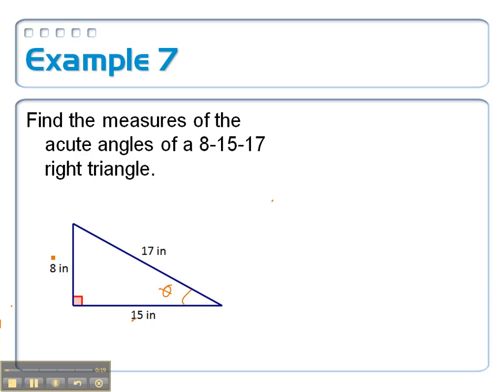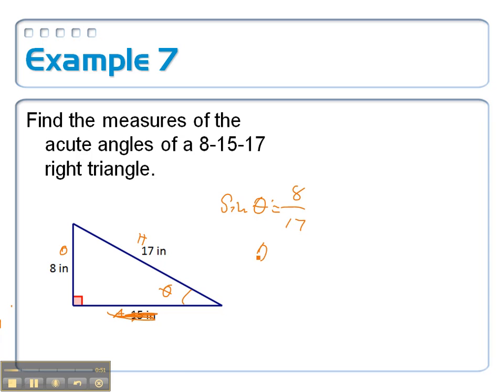Now, since we have all three of our sides, this one opposite, hypotenuse, and adjacent, it doesn't matter which trig ratio we use. We can use any of the three. You pick your favorite. My favorite is sine, so let's use sine. If I'm using sine, I'm not going to use the adjacent side, so I'm just going to ignore it. So now for theta, sine of theta is equal to the opposite side, 8, over the hypotenuse, 17.